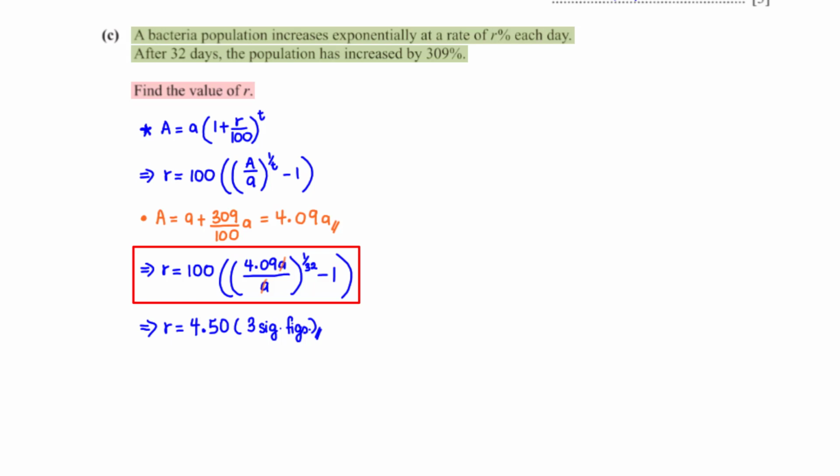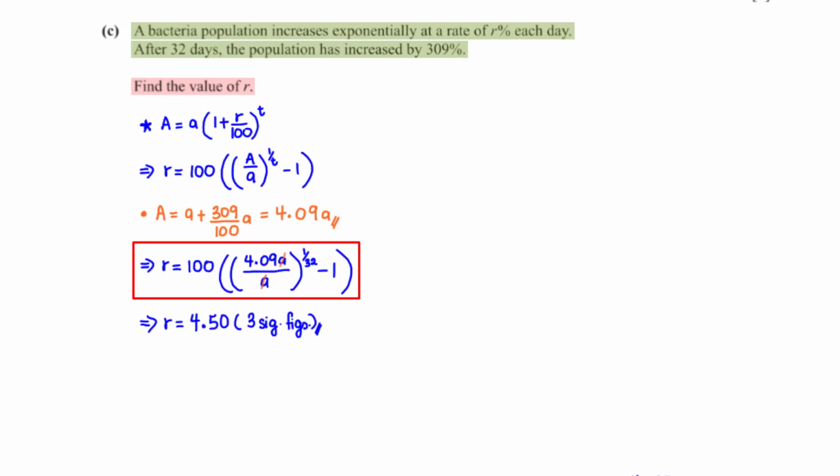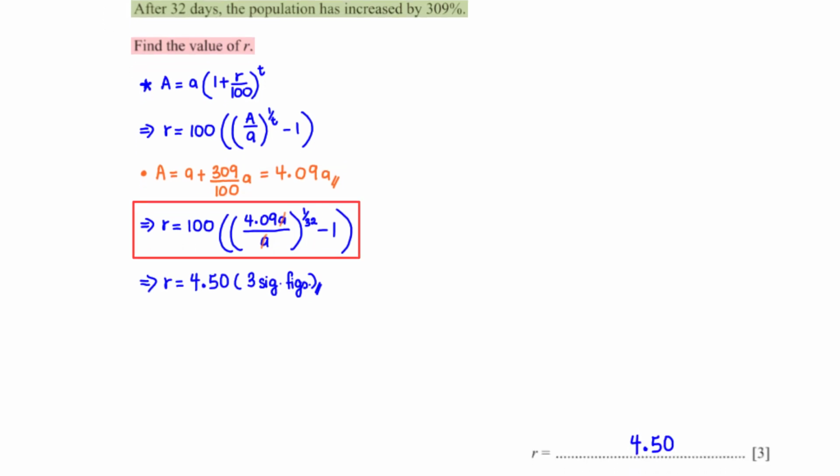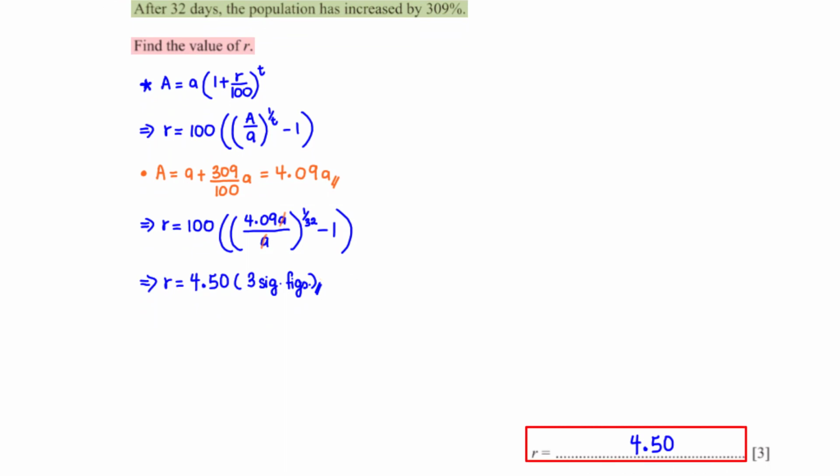We are told the final population increased by 309%. This means the final population is equal to the initial population A plus the increase, which is 309% of A. This gives us 4.09A. The A cancels out. When we type this into the calculator, we get the daily rate to be 4.50, rounded to 3 significant figures.